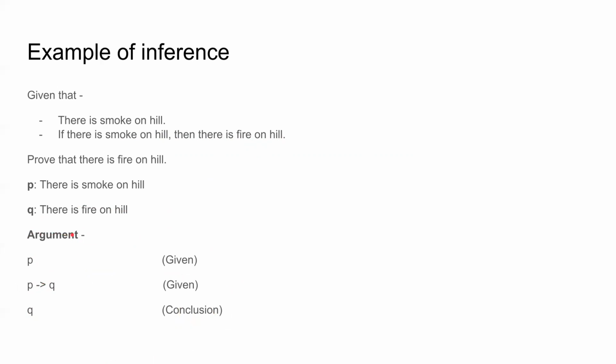So for an argument to be valid, what we need is the conclusion should proceed from the premise. If the conclusion is obeying the premise which is on top, then this argument is a valid argument. And then there is another term which is called a sound argument. An argument is sound if the premise is true. For example, this premise might not be true. There is smoke on hill. This might not be true, but still this argument is valid. If all these premises are true, then we can say the argument is valid as well as sound.